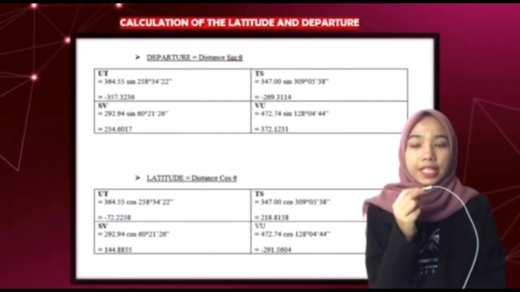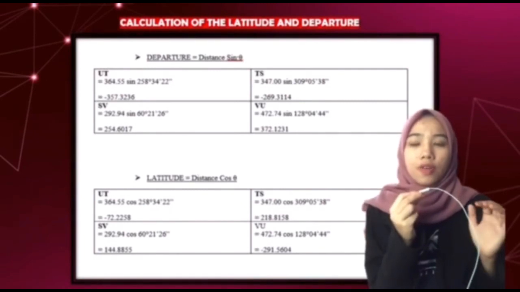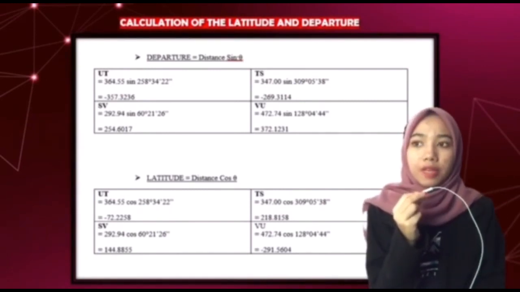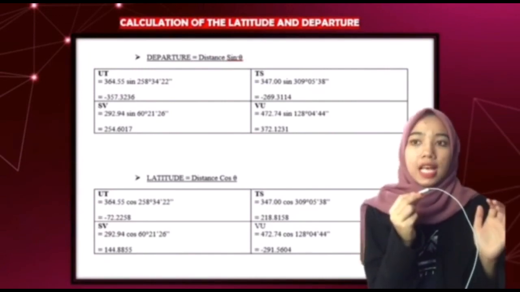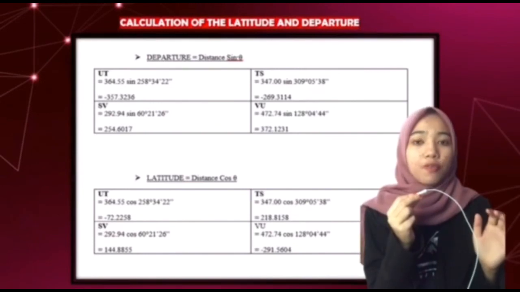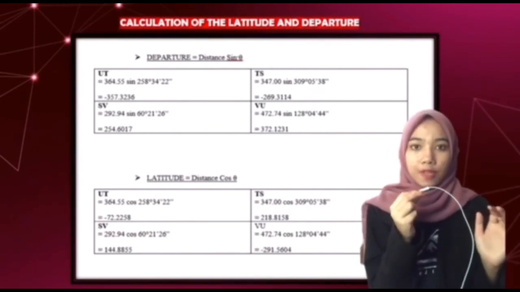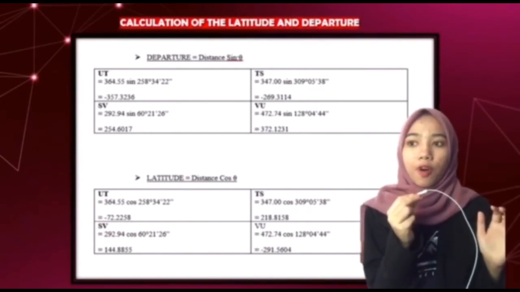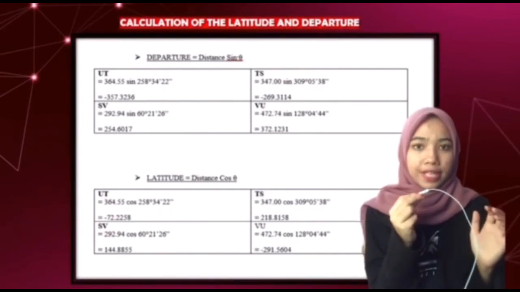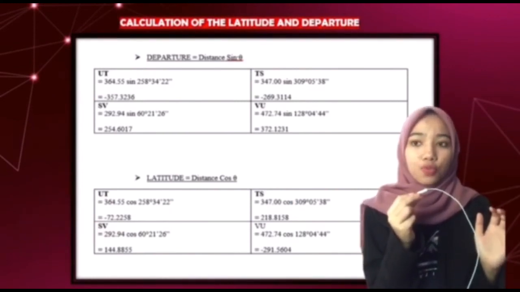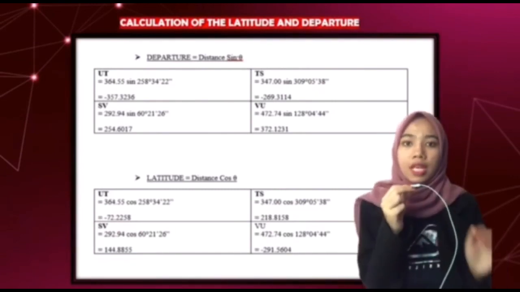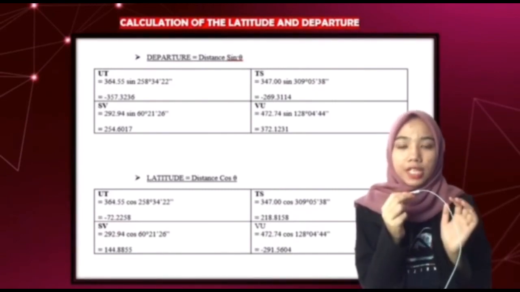Calculation of the latitude and departure. For departure, line UT we got negative 357.3236. Line TS we got 3296.3114, line SV we got 254.6017, and line VU we got 372.1231. Next, the calculation of the latitude.